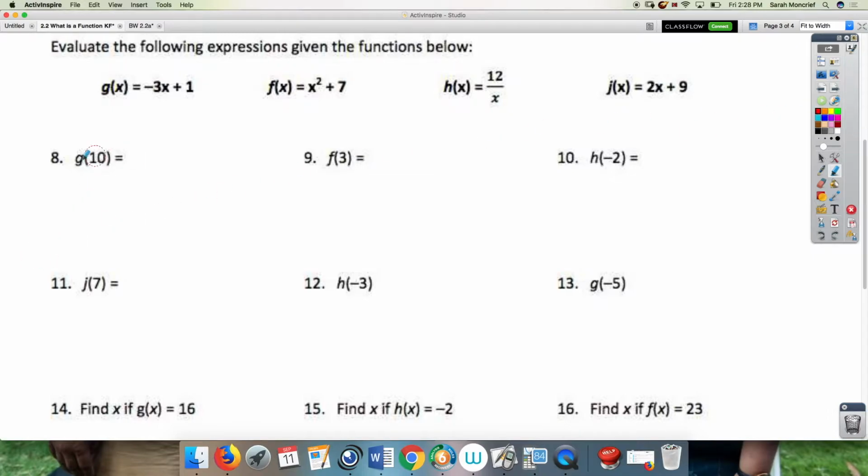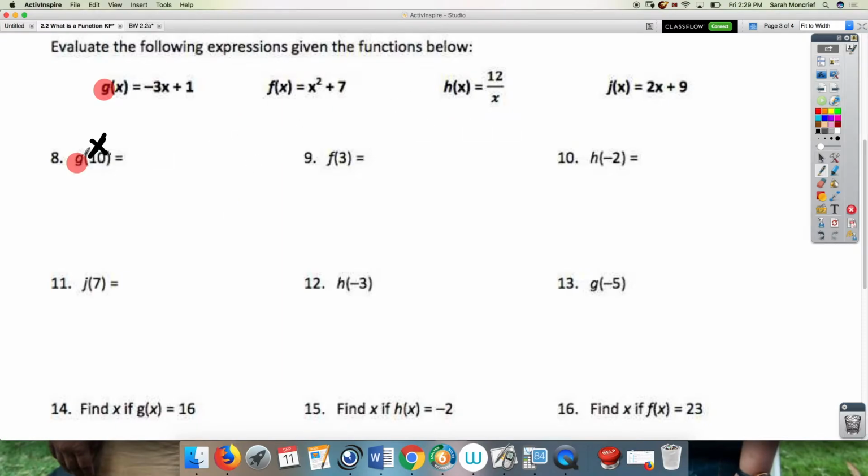So we have to look at the function name. The function name here is g, so we need to go to the one that's also g. Now, this has a 10 on the inside of the parentheses. Does that mean it's an input or an output? You're right, it's an input. If it's an input, are we going to plug it in for x or in for g of x? In for x. So 10 is what we're going to substitute x with.